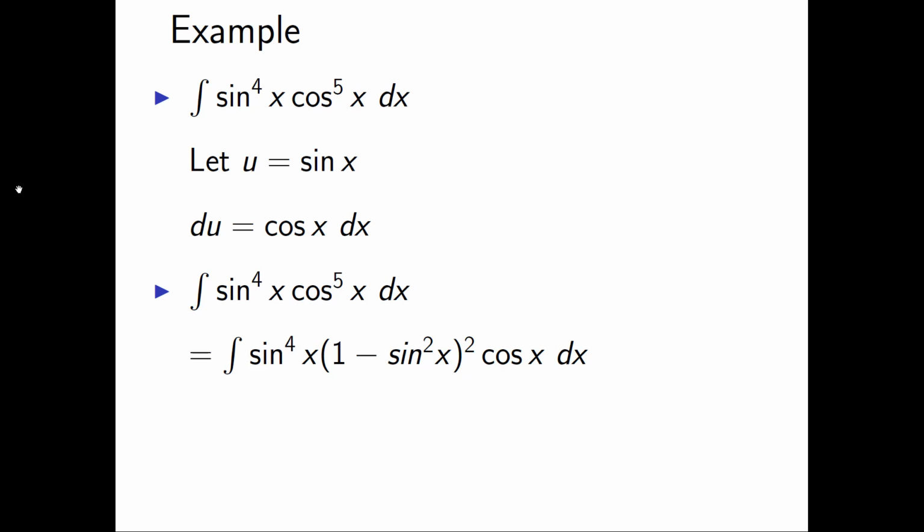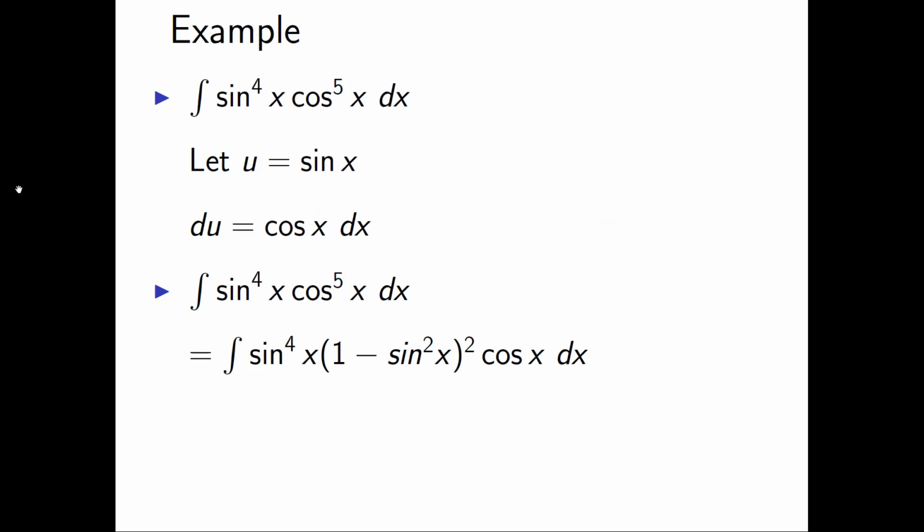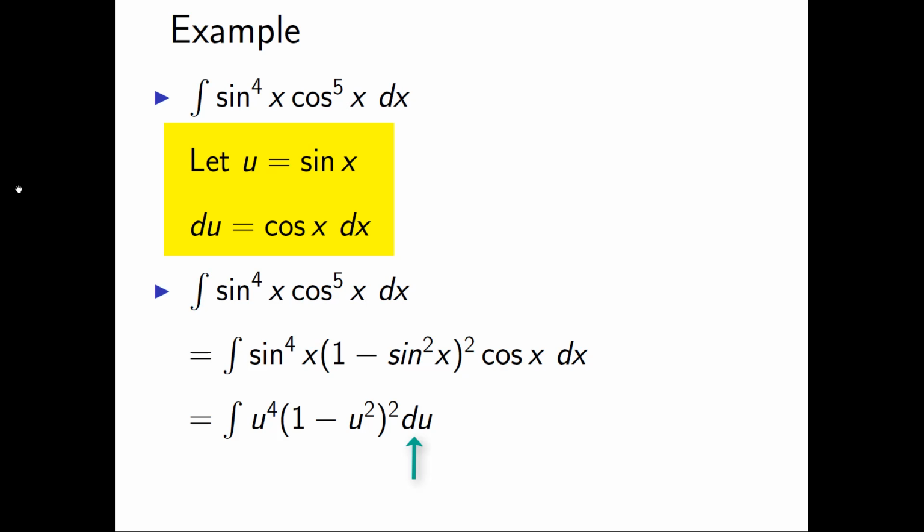So the sine to the power 4x will stay. The cosine to the power 5 here, we're going to break up. It's really cosine to the power 4 times cosine. Well, 1 cosine will stay, but the cosine to the power 4 will become (1 minus sine squared) squared, because it's cosine squared squared. And now everything will simplify because we have this substitution. We can just make the sine to the power 4 u to the 4, and sine squared here u squared, so we get u to the 4 times (1 minus u squared) squared. And of course it's du, that's important.